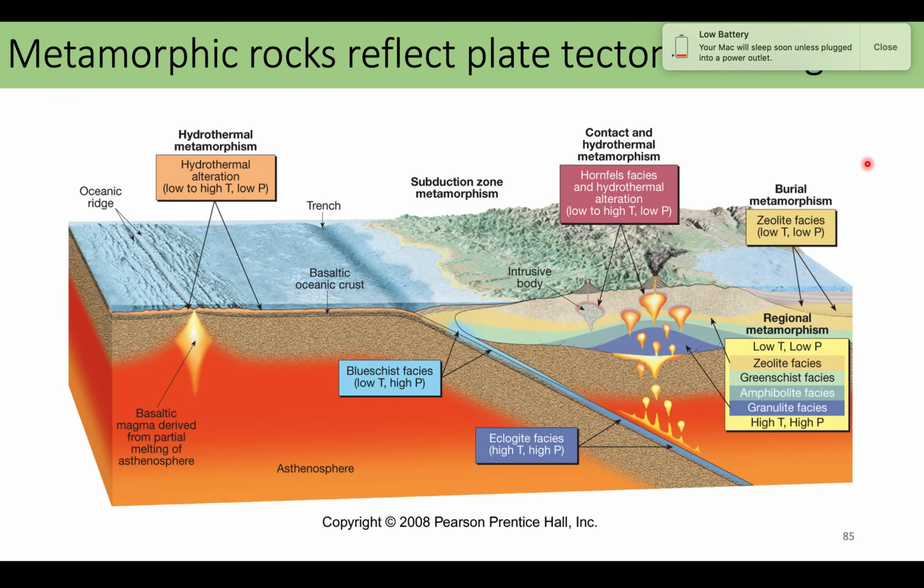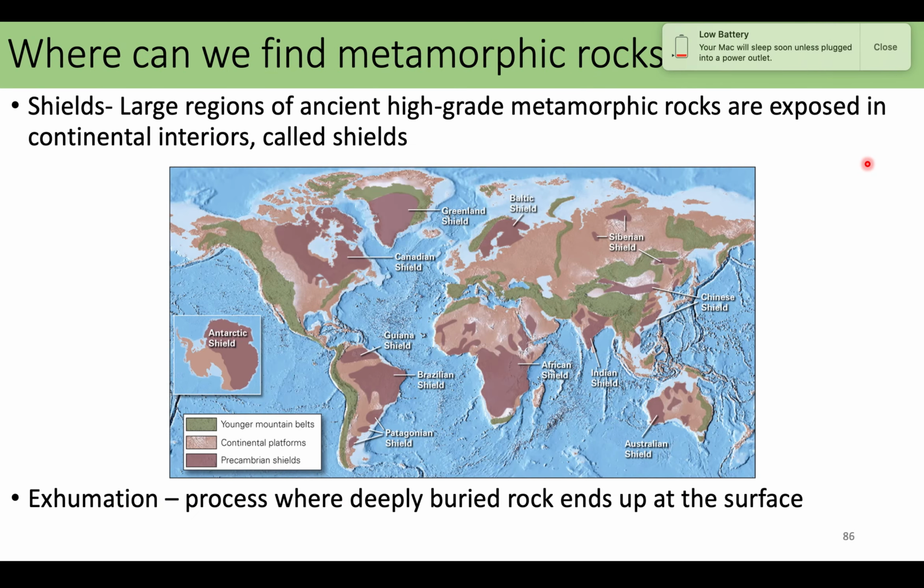So metamorphic rocks often will reflect our plate tectonic setting, so we can tell by the type of metamorphic rock where that rock was formed. So this is a really good summary slide here, explaining where we find each type of metamorphism: contact metamorphism, hydrothermal metamorphism, burial metamorphism, for example.